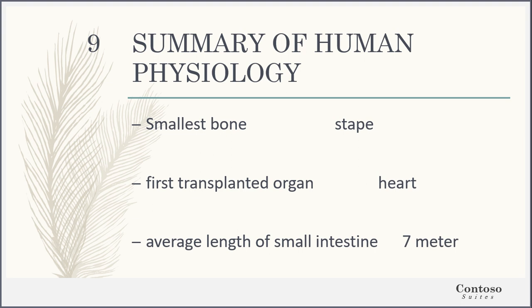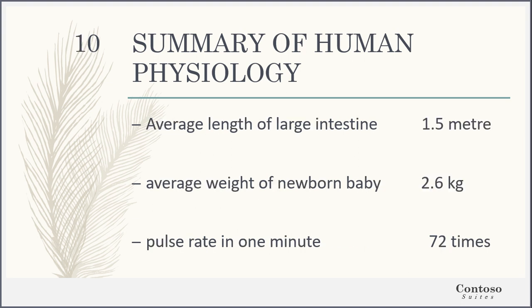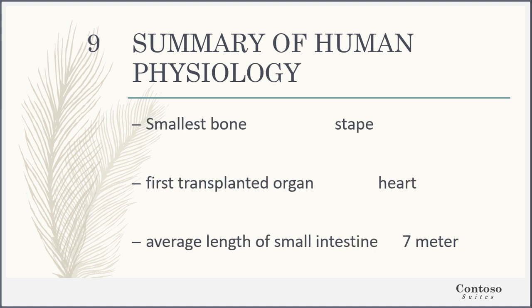The average length of the small intestine is 7 meters, and the average length of the large intestine is 1.5 meters. You must remember this point, that the length of the large intestine is small, that is 1.5 meters. However, the length of the small intestine is large, that is 7 meters. They are given the names small and large intestine only on the basis of their widths, not on the basis of their lengths.